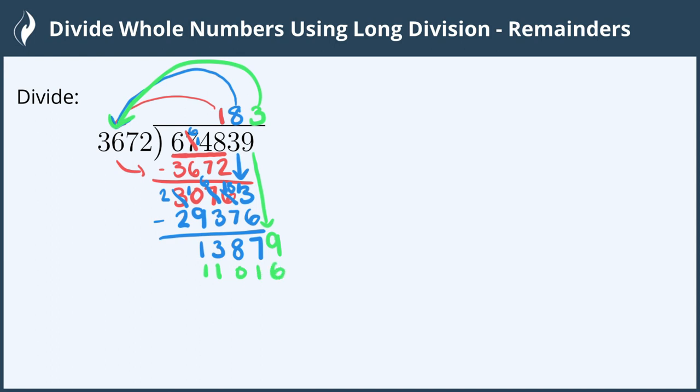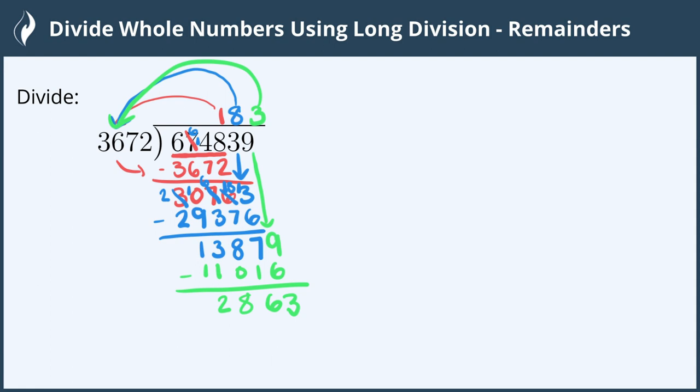11,016. And let's subtract to see how close we are. 9 minus 6 is 3. 7 minus 1 is 6. 8 minus 0 is 8. 3 minus 1 is 2. And 1 minus 1 is 0. So we end up with 2,863, which is smaller than 3,672, which is great.